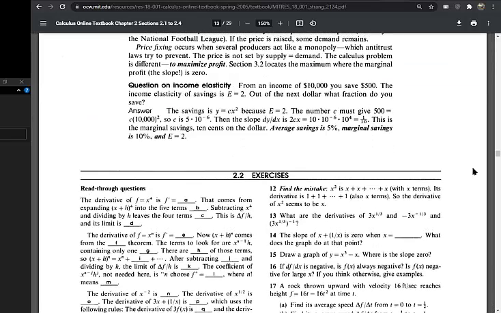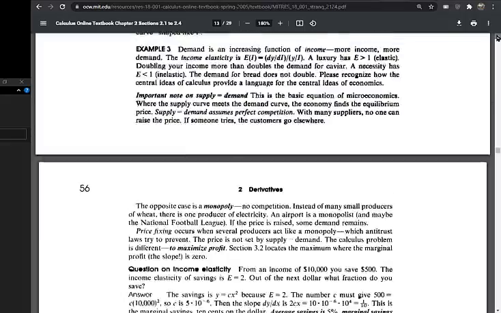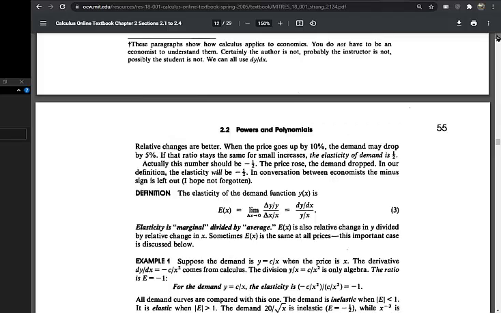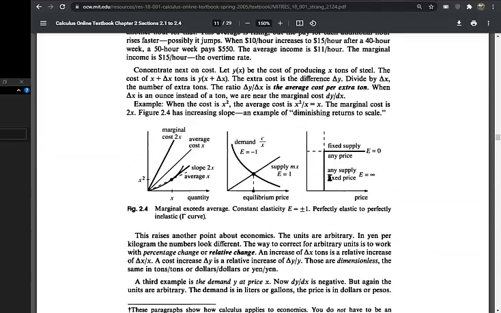Now they had a picture here. I don't know where it went. I did see a picture. There we go. So this is very high elasticity. Okay, so this one says elasticity equals infinity. So if you increase the price just a little bit here, then the supply jumps up suddenly. So that would be a case where elasticity of supply is infinite.